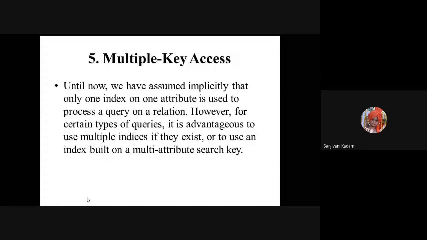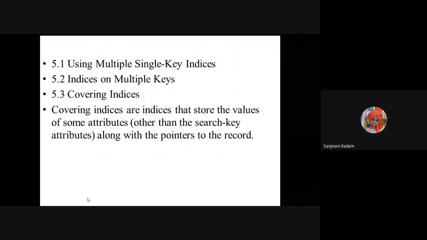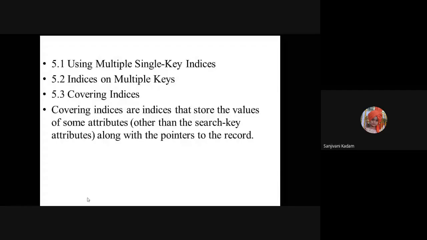So the same repetition is there. Whatever points we have studied, same points are there. Using multiple single key indices, we can have an index on ID, name, department name and salary. Any combination of the attributes can be there. Why is this required? Because we may have queries based on multiple attributes. That's why multiple single key indices might be there. Then there are indices on multiple keys, more than one key.